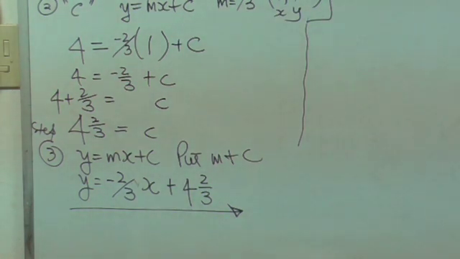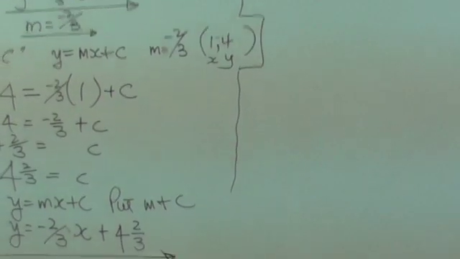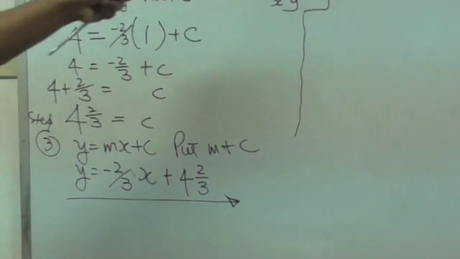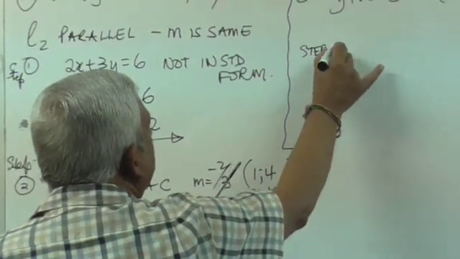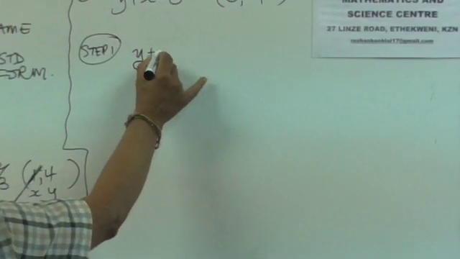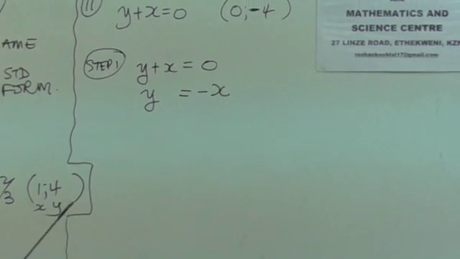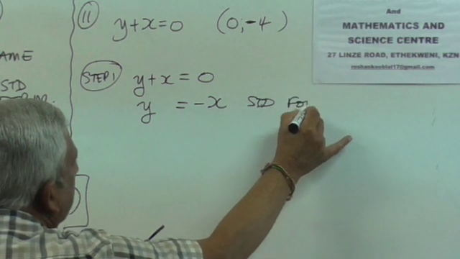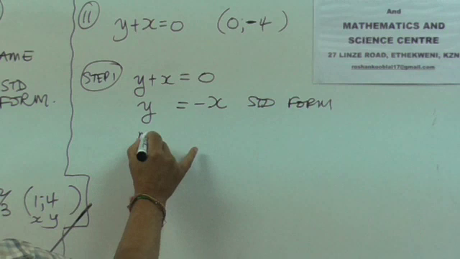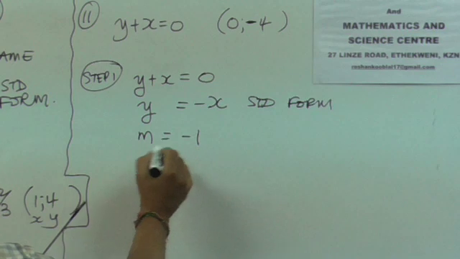Let's go to number 11. Once again, I think you've had enough time to have a look at this, and I can move on. Once again, the equation is not in standard form. So step 1, let's bring it to standard form. y plus x is equal to 0, so y is equal to minus x. Now it's in standard form, and we can say that the gradient m is equal to -1. Remember, the 1 is understood.